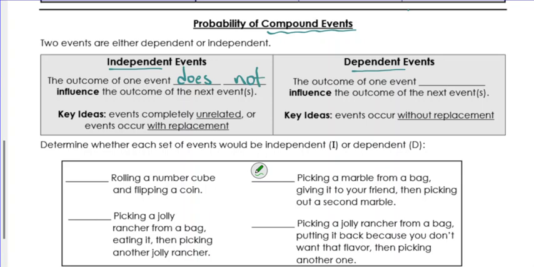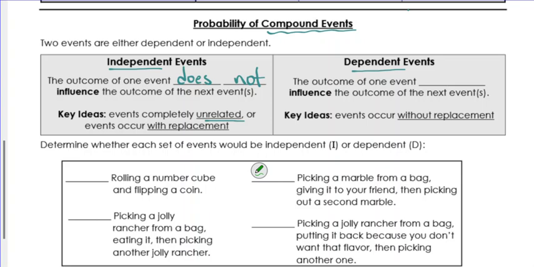So when I say that, really there's two different scenarios we could be thinking about, where the events are completely unrelated. If I roll a die and I spin a spinner, the die and the spinner have nothing to do with each other. They don't affect each other. Those are unrelated. One event does not affect the other event.